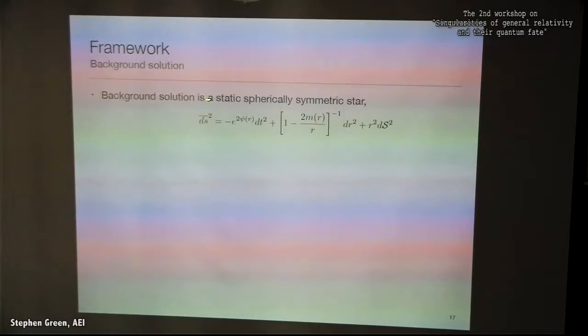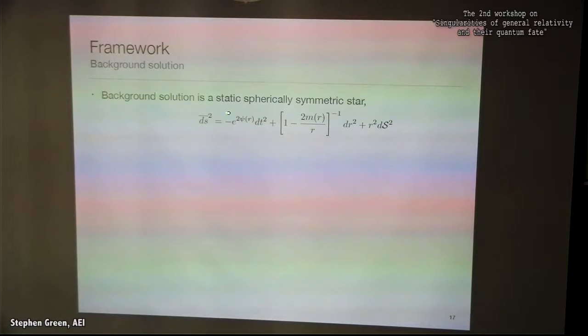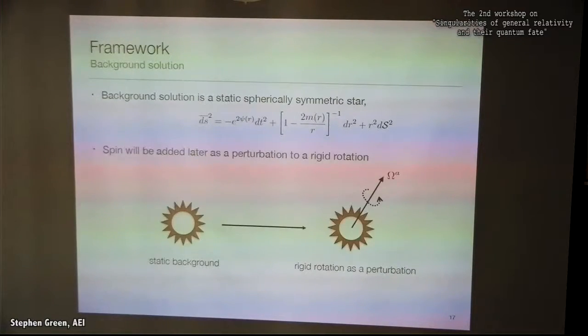Now, at the background level, we're just going to have a static spherically symmetric star. So we can write our metric ansatz in this form where we have two free functions of r, the psi of r and the m of r. And later we're going to add in the spin. So remember, we're taking static spherically symmetric at the beginning. And spin will be added later as a rigid rotation. So this only applies for small spins.